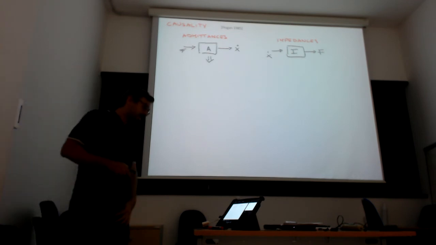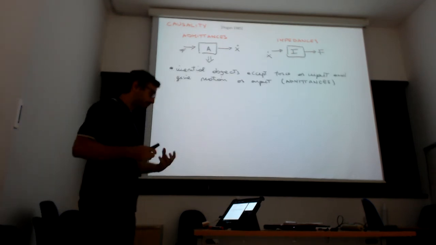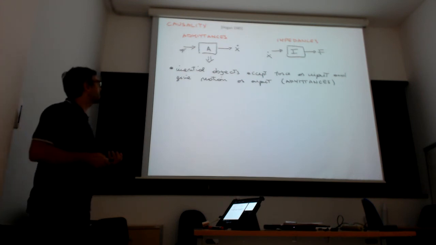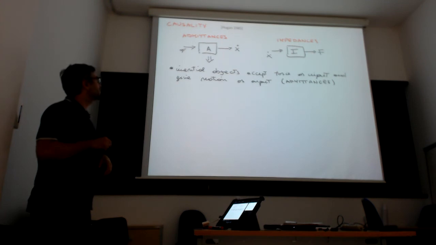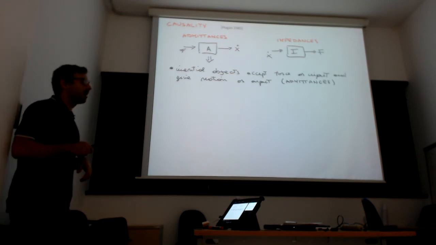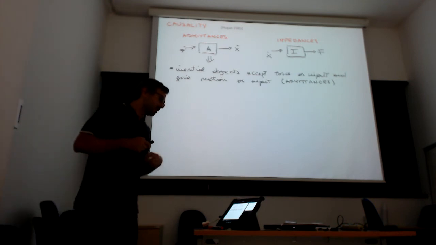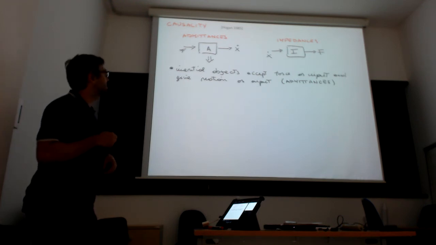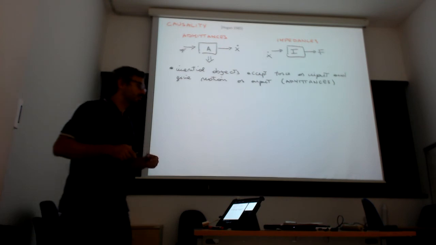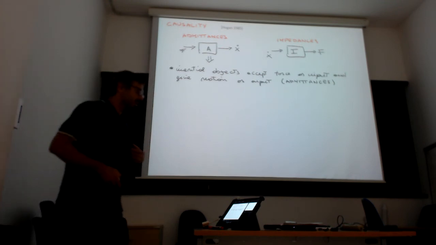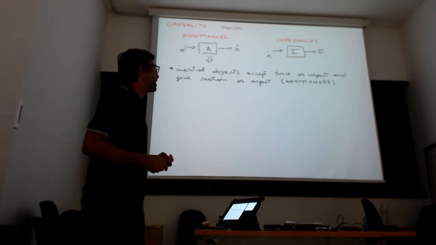Let's quickly talk about causality. Most mechanical objects in the world are masses, and this means that they accept a force as input and give an acceleration, a motion, a velocity as output, and all inertial objects are like that. This is an admittance behavior, while an impedance behavior in general gets a motion as input and provides a force as output, like a spring.